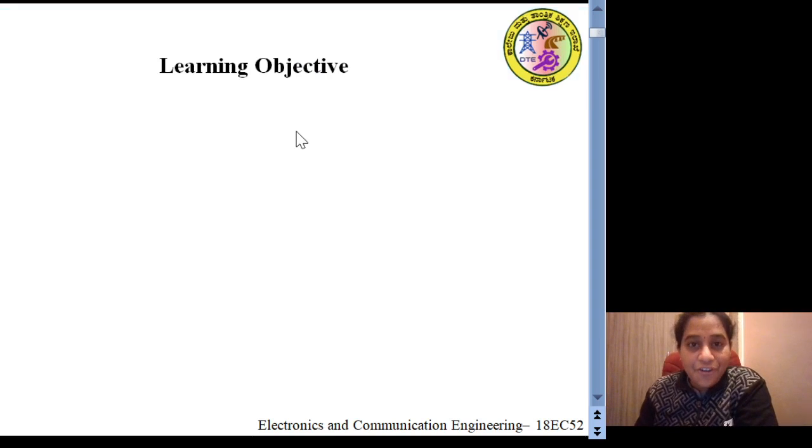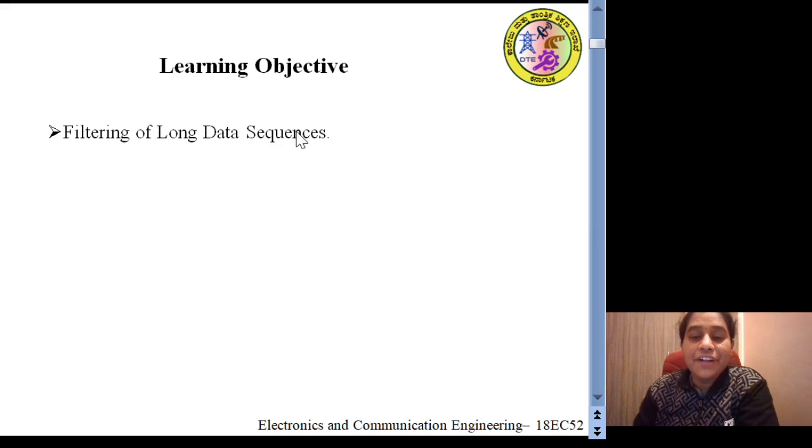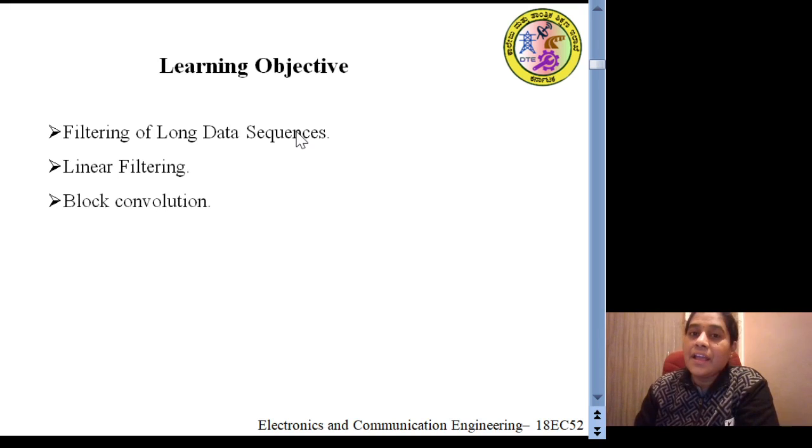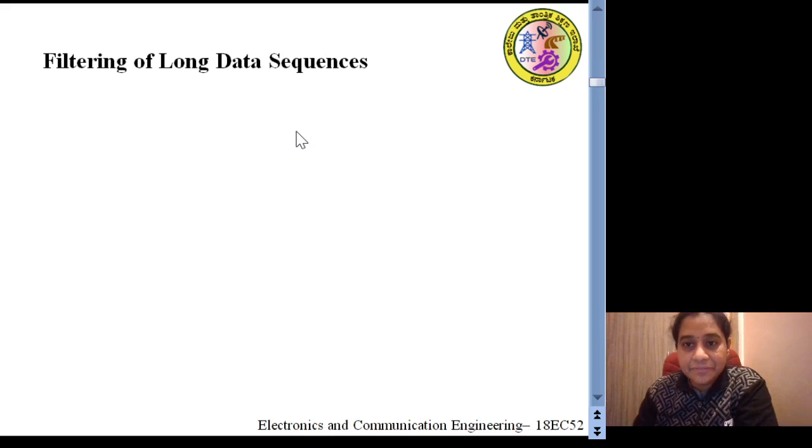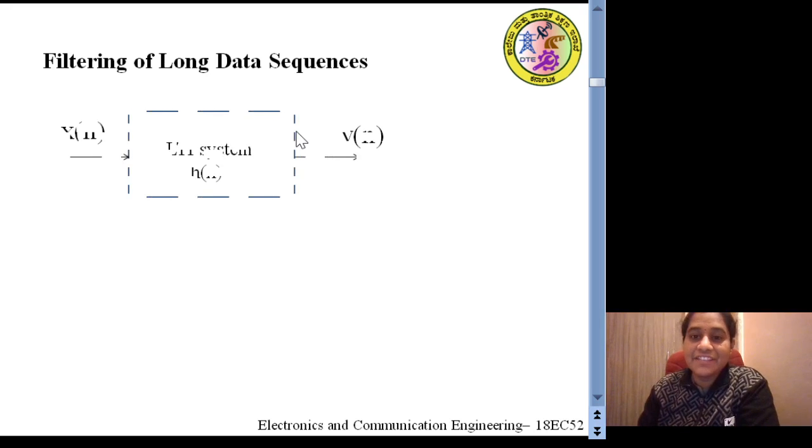Learning objectives of this session are, we are going to learn filtering of long data sequences. And here we will be considering the linear filtering concept. Then we will be getting the knowledge on block convolution. And at the end of this session, we will be learning how to do linear filtering operation using the overlap add method. Let us begin our filtering of long data sequences.